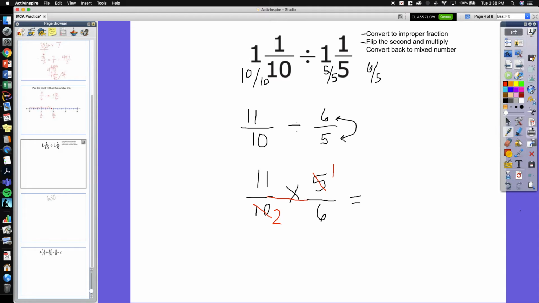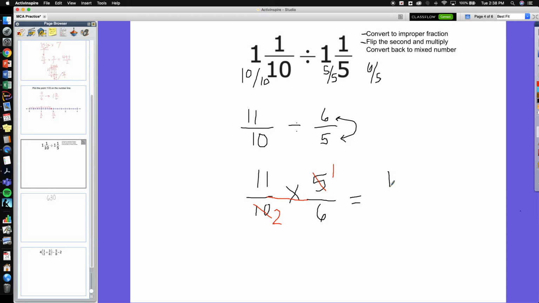Now, when we go to multiply, it's a lot easier. We get 11 times 1 is 11 over 2 times 6, which is 12. And that is one of our choices, 11/12. Now, if you didn't know you could reduce, you could reduce afterward.